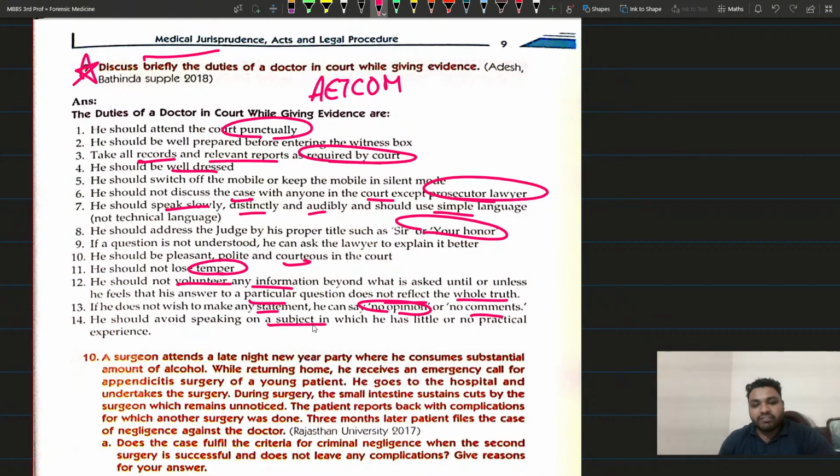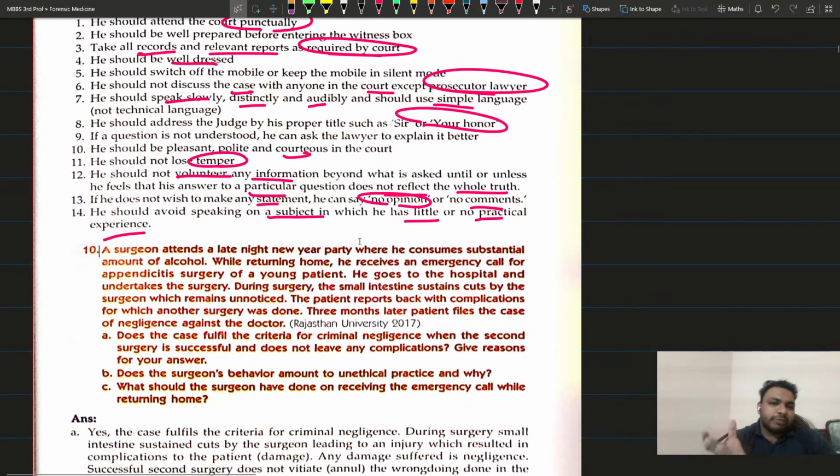He should avoid speaking on subjects in which he has little or no particular experience. It should not be like this. You're working, you are an expert in something else, but you're talking about something which you have not even a single person experience or very little experience.